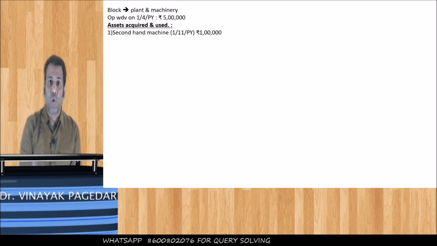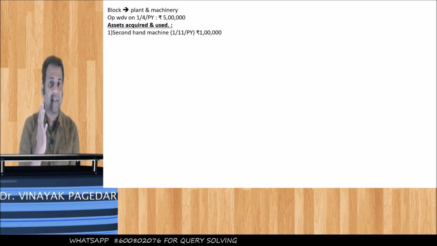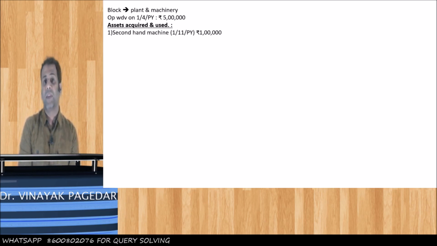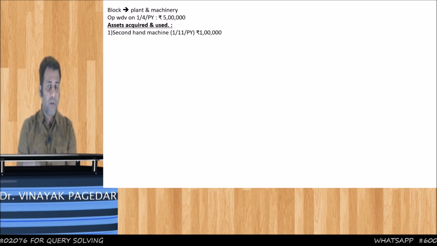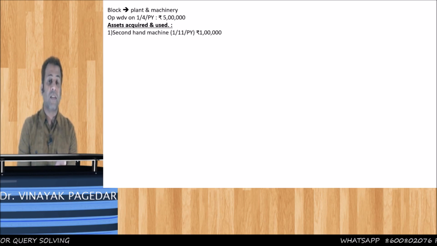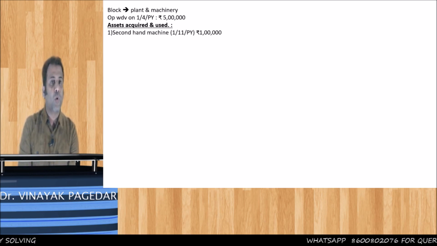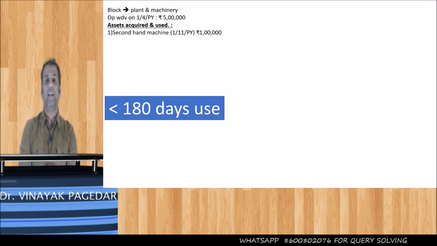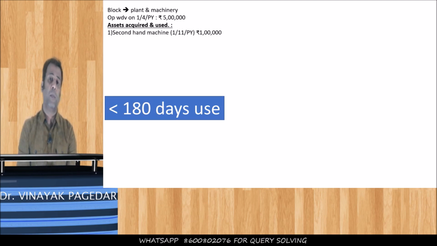From the 5th of October, if you've acquired and put the asset to use in this year, then it is less than 180 days. Now what is the date which you see? 1st November of the PY. So it is on or after the 5th of October. This asset is a less than 180 days use asset. And on this, you'll only get half the normal depreciation. I hope we are clear.